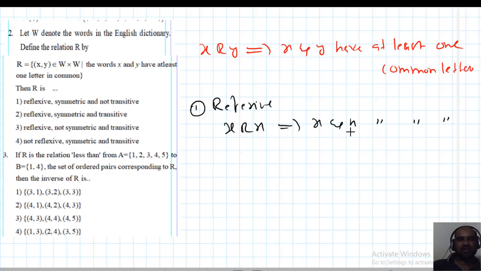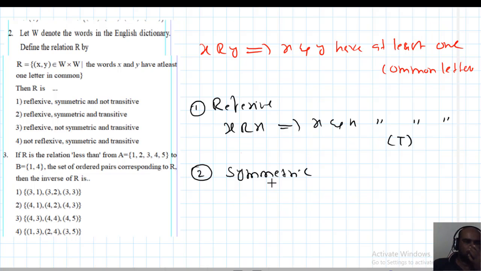x and x both are the same letters, no, same words, no? All letters are common. What is the meaning of that? At least one letter is true only. So reflexive is satisfied. Next, symmetric relation. Checking for symmetry.